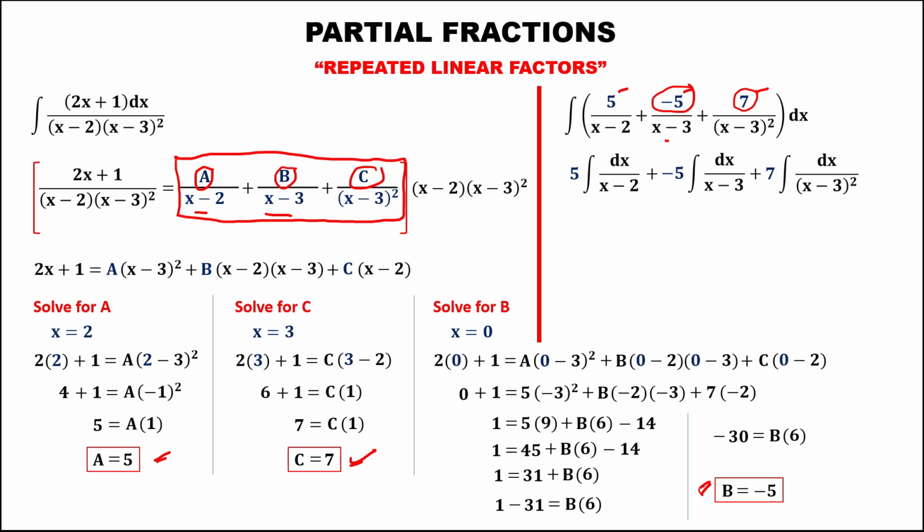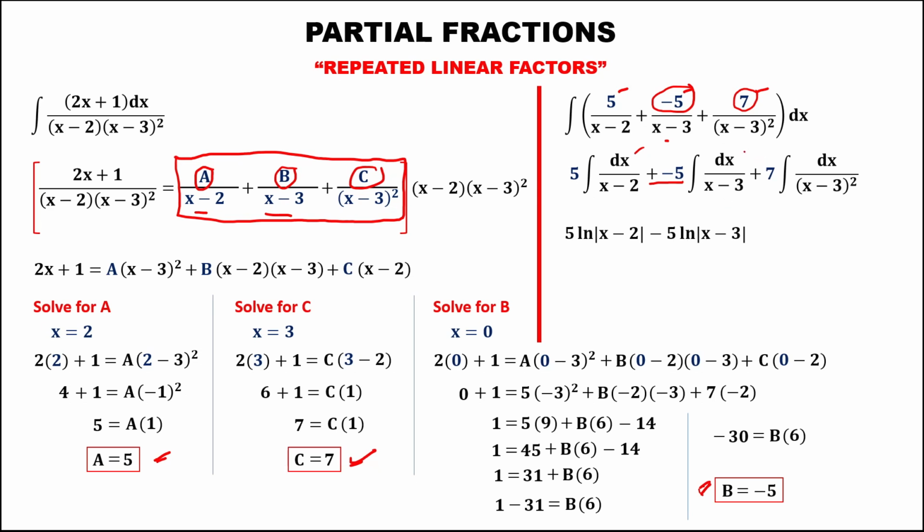So to evaluate now the integral, for this term we have 5. Now take note, the integral of dx over x minus 2 is equal to ln of the absolute value of this denominator, x minus 2. Then for this, plus minus, so this becomes negative 5. Then again, the integral of dx over x minus 3 is ln of the absolute value of x minus 3.